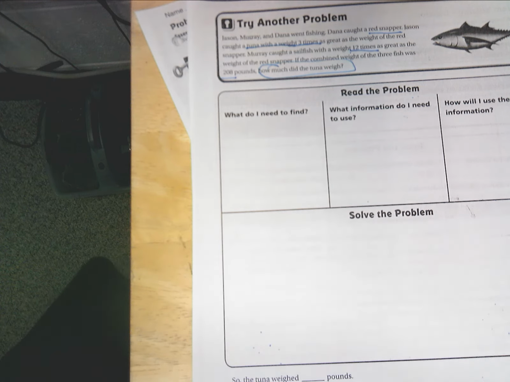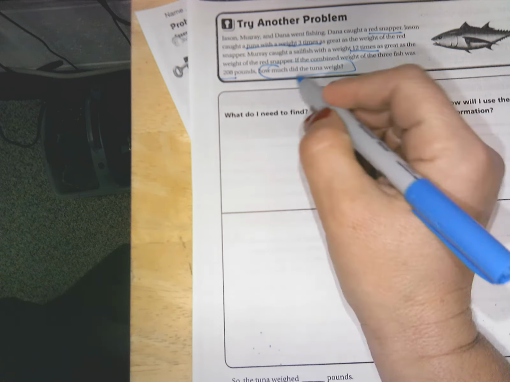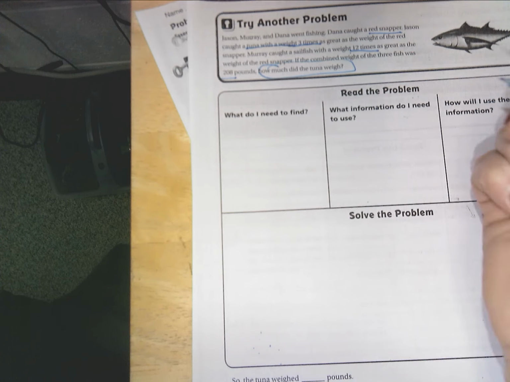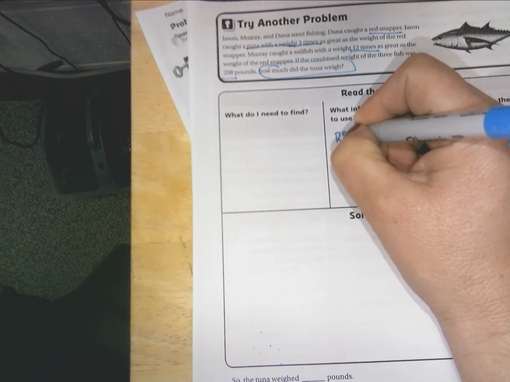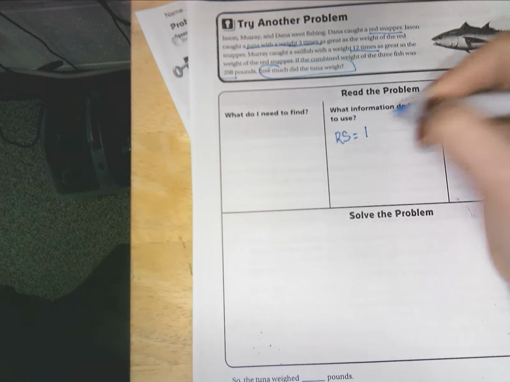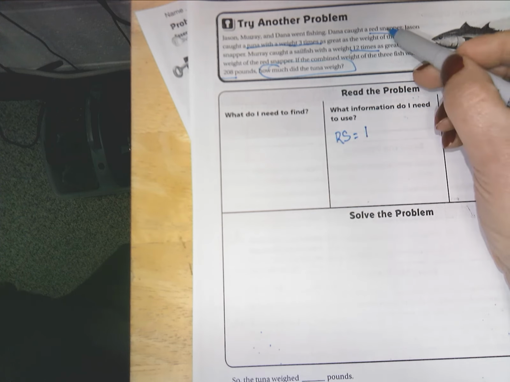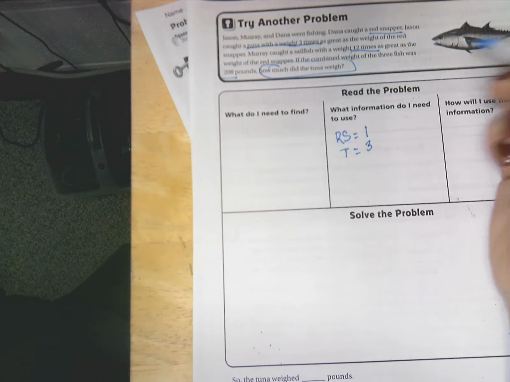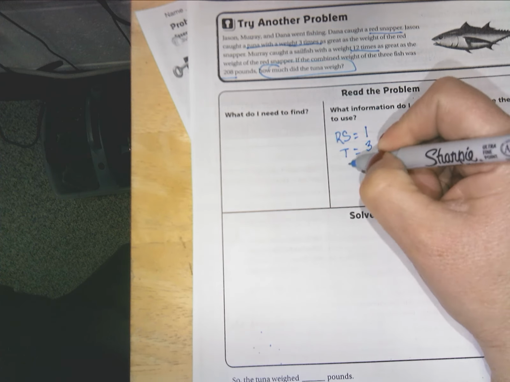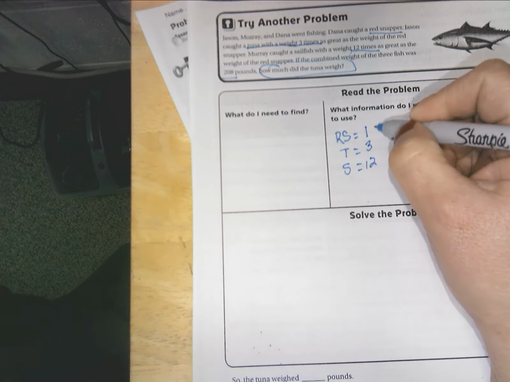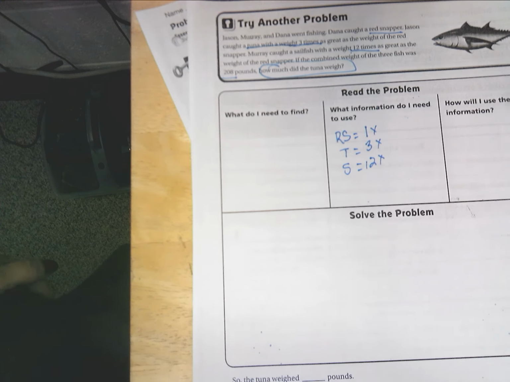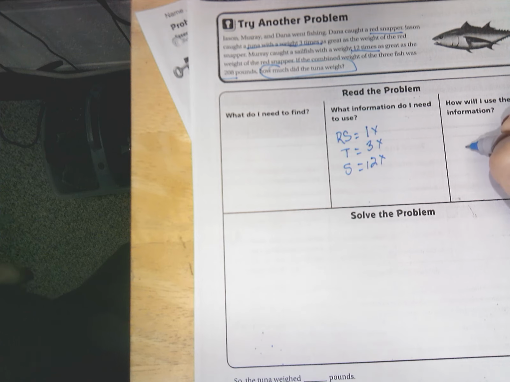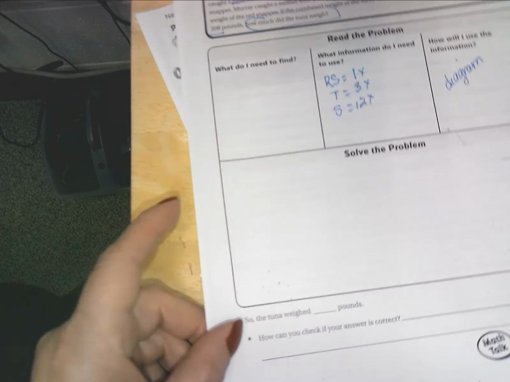I have to figure it all out together. So what do I need to know? How much was the tuna fish? What information do I have? I know there was a red snapper, which equaled 1, because he's the one we're comparing everything to. We know that the tuna was 3 times, and we know the sailfish was 12 times. How am I going to use this? Well, I'm going to use a diagram to figure this out. My diagram is going to look just a little different with the boxes.